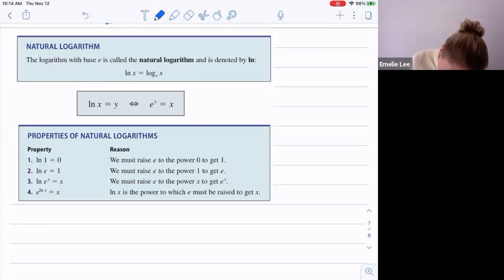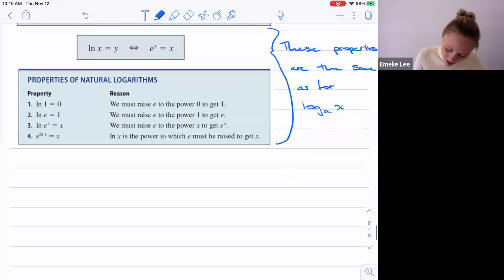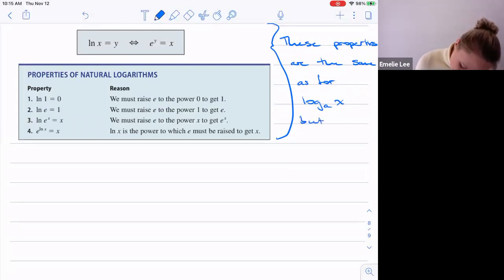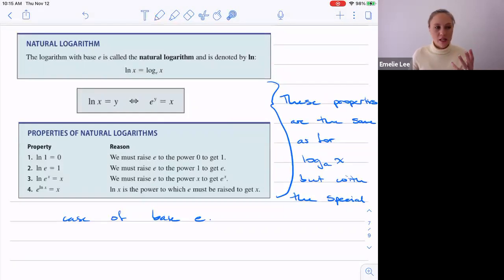So these properties are the same as for log base a of x, but with the special case of base e. So they're the exact same. You don't need to memorize these because they'll fall out of what you memorized earlier.